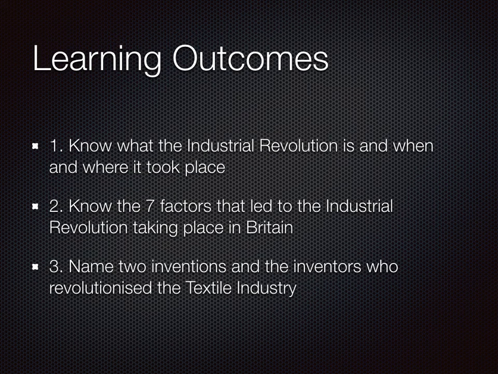So that brings us to the end of our presentation. By now you should know what the Industrial Revolution is, and when and where it took place. You should know the 7 factors that led to the Industrial Revolution taking place in Britain. And finally, you should be able to name 2 inventions and the inventors who revolutionized the textile industry.